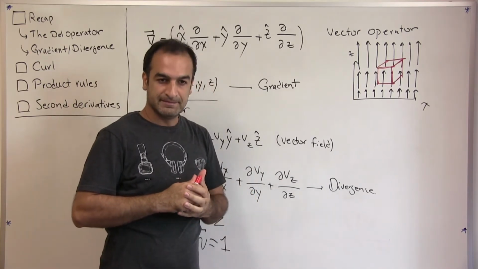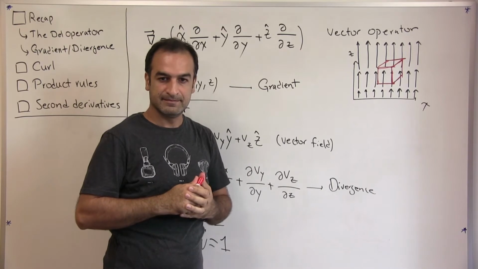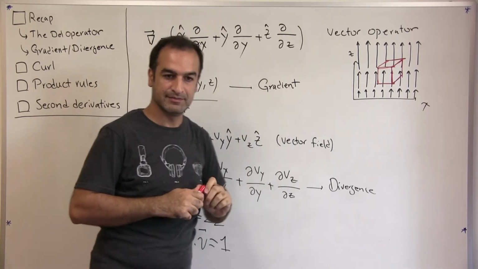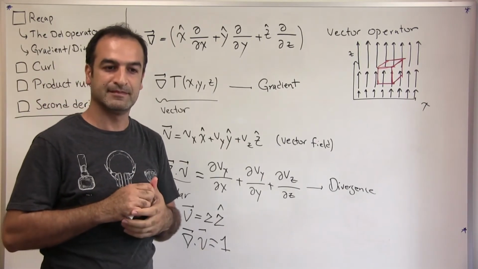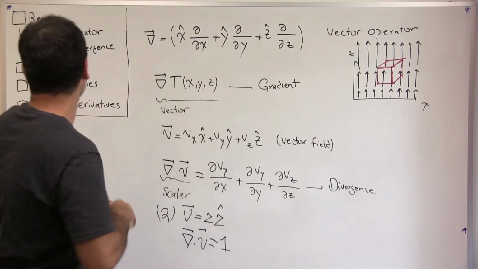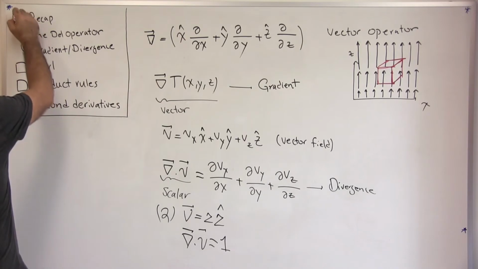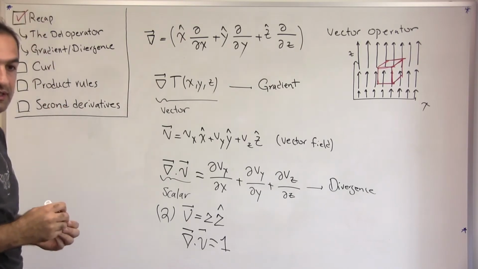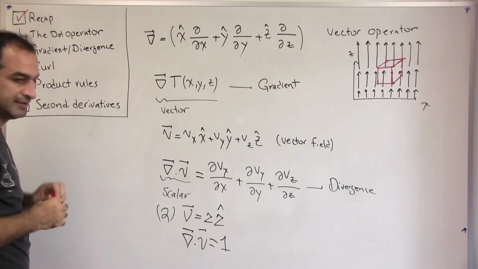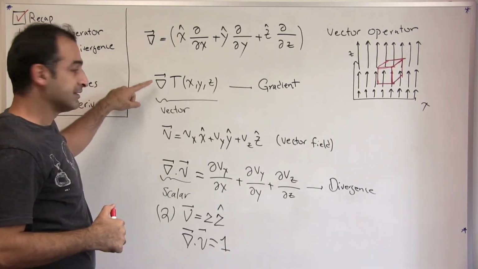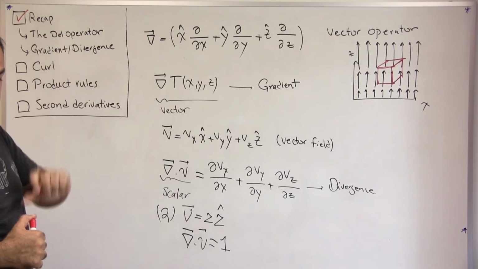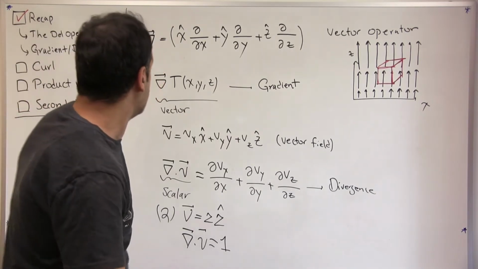Sounds good? Any question on this or on divergence as a whole? If not, I'm going to move on to curl. So we completed the recap of Tuesday, and I'm going to look at the curl, which is a different form of applying the del operator on a vector field, okay?